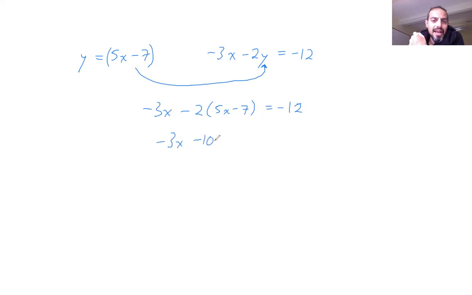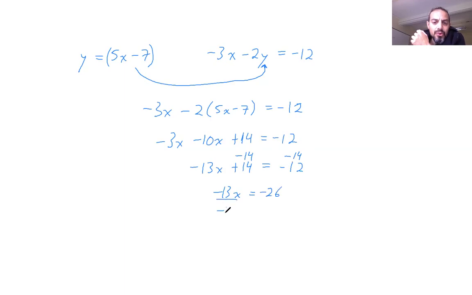So I'm going to get negative 10x plus 14 is equivalent to negative 12. Combining like terms, I'll have negative 13x plus 14 equals negative 12. Bring the 14 to the other side, and I get negative 13x is equivalent to negative 26. Finally, divide both sides by negative 13, and x is equal to 2.